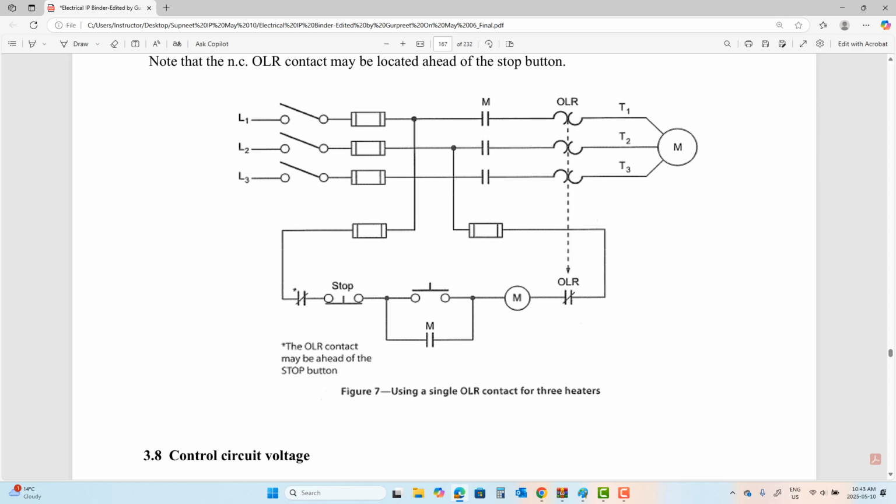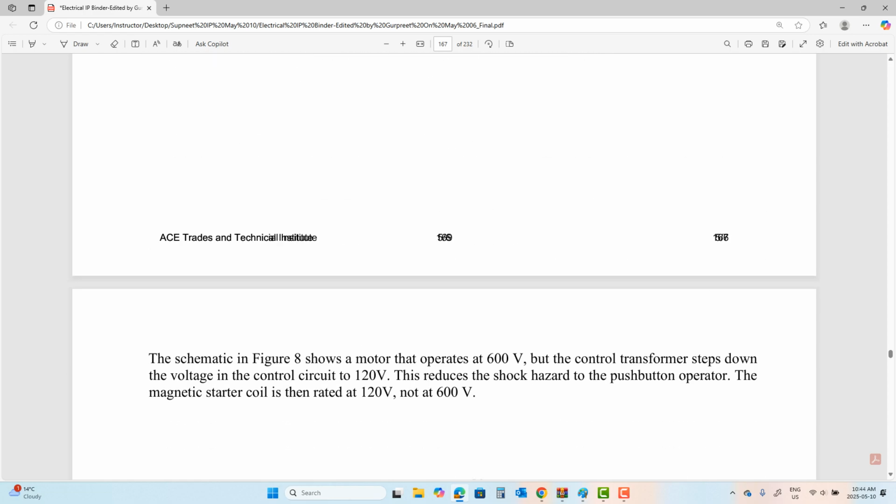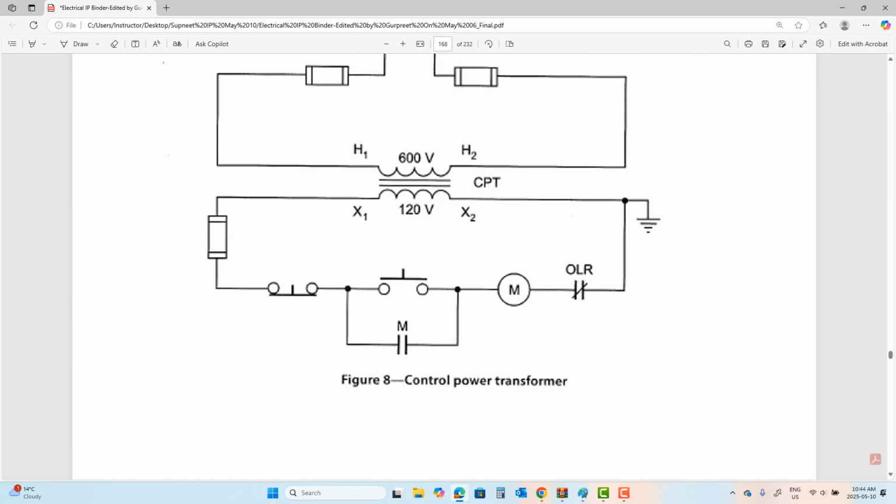OLR should be in series with the line, parallel to the line, series with the start button, parallel with the start button. It's in series with the line. It can be anywhere on this path. The job of an OLR is to open up the moment overload happens. Okay, keep going.